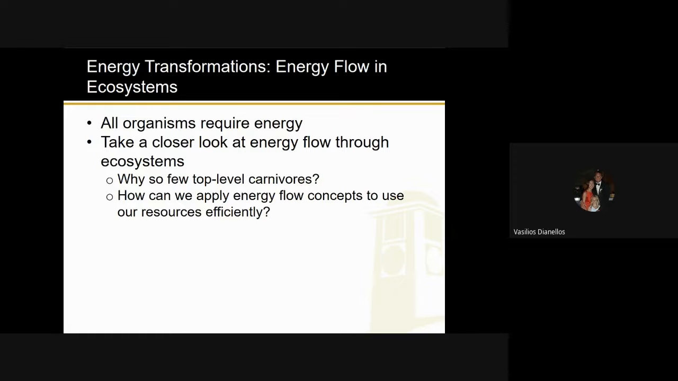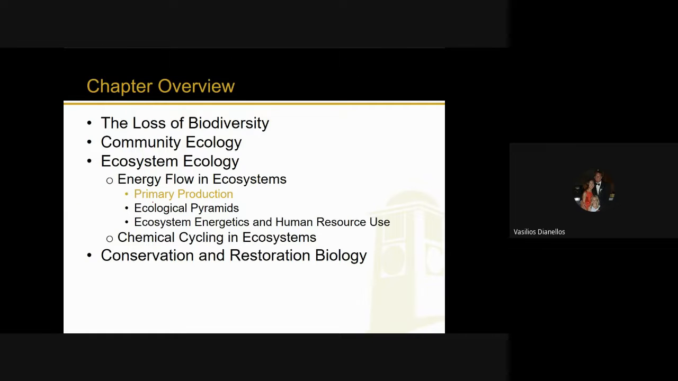Another question you might ask yourself is, how can we apply energy flow concepts to the use of our resources efficiently? So basically what I'm saying here is, for this bullet point, we're going to look at nature and see how things work. And then with that knowledge in mind, we're going to look at how humans do things and how we can apply what we know about nature to help us as humans. So here we go. The first thing we're talking about is primary production.